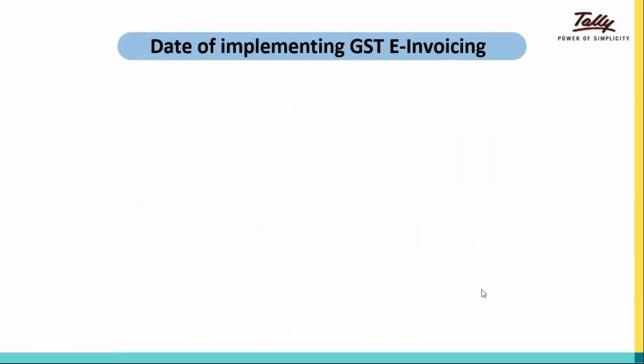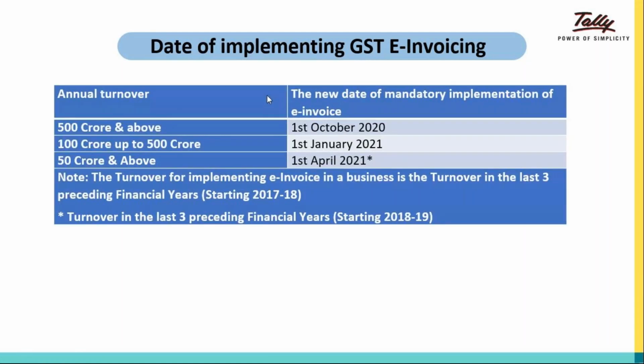Okay, so there is a date of implementing your GST e-invoicing. Very important dates. Make a note of this if you want to. The new date of mandatory implementation of e-invoice, according to the dates here, the mandatory turnover limit also has been changed. So before 1st of October 2020, the mandatory annual turnover was 500 crore and above. So if your business annual turnover was more than this, then it was mandatory for them to use GST e-invoicing.